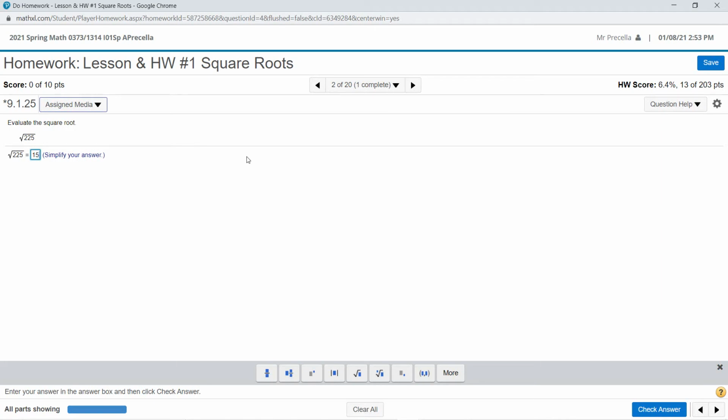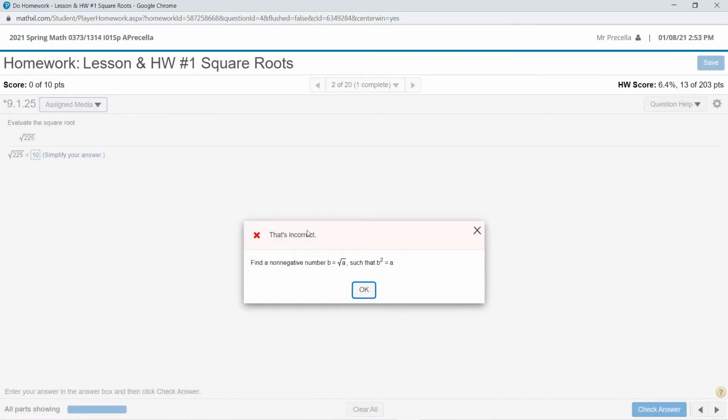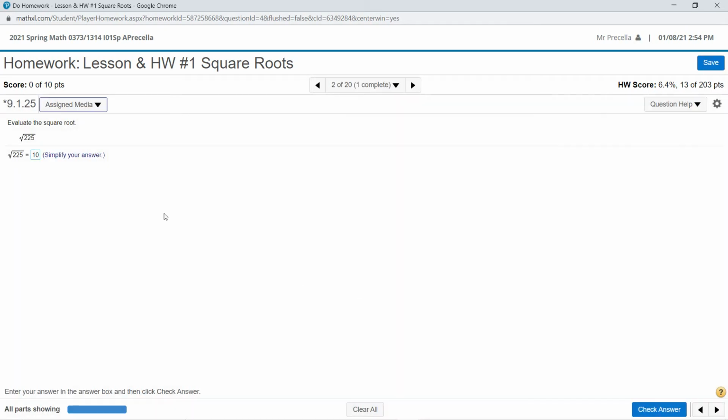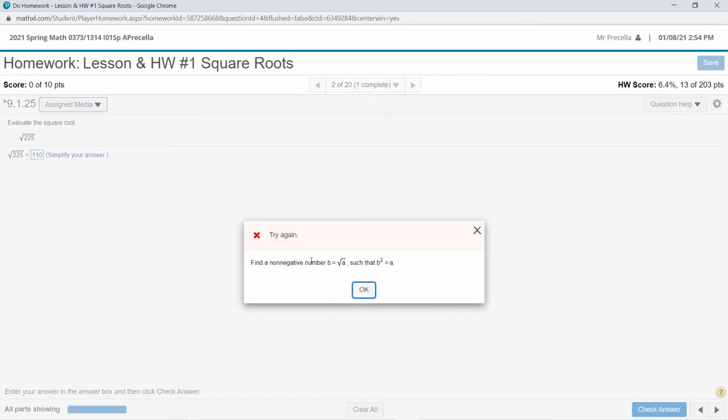Actually, we know the answer is 15. Since this is the beginning of the semester, let me just demonstrate that you can rework the problems until you get it right. Let's suppose I put 10 there. That would be wrong, and look what happens. When I try to check it, it tells me that's incorrect, and it gives you a little hint. Let me guess again. Let me put 110. Certainly a wrong answer. I'll check the answer. Still wrong. It says try again.